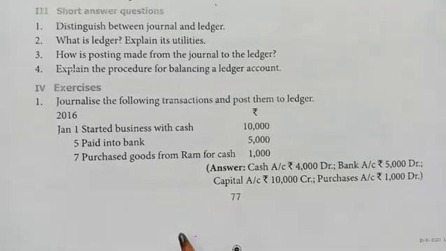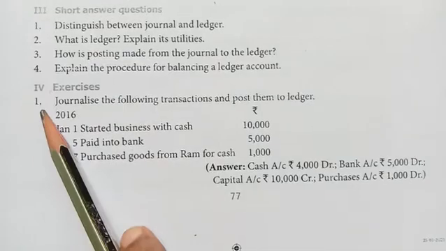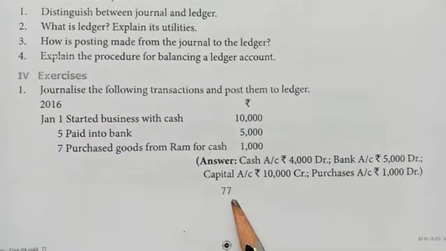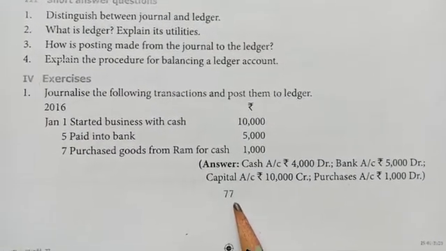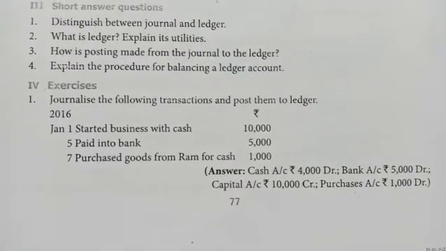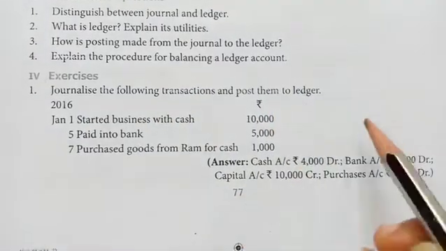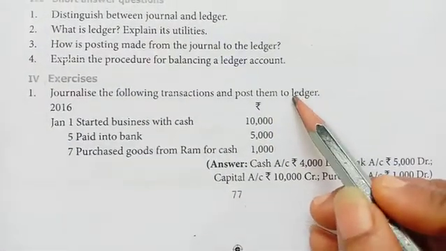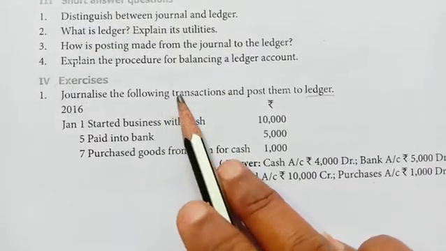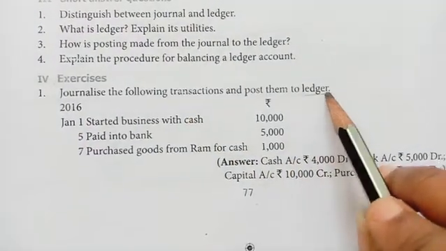We'll continue with the ledger lesson, exercise 4, sum number 1 in the new textbook, page number 77. Old textbook, page number 100, exercise 4, sum number 1 only. Here, journalize the transactions and post them in the ledger. We are going to learn the ledger. Last year in class we learned how to journalize. Now we are going to learn how to do the ledger.